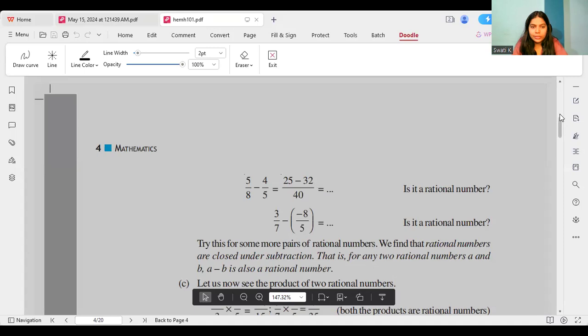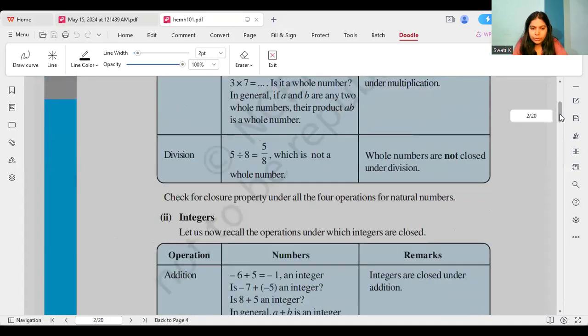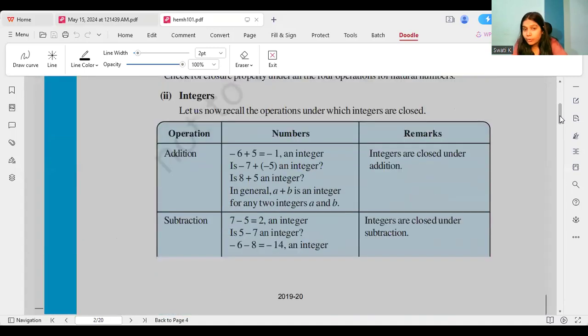Yeah, so we were talking about whole numbers, right? Whole numbers completed. Now we are checking the closure property for integers. So integers under addition. First, you can see that it is closed. If you take any integer, -6 is an integer, 5 is an integer, and the answer is an integer, because negative and positive numbers are integers. So it is satisfying. Same with -7 plus -5.